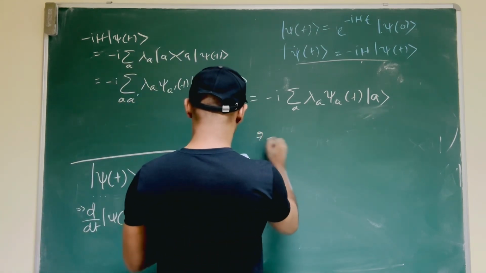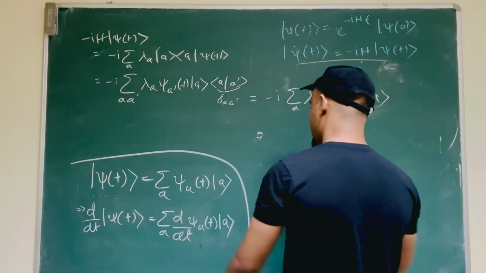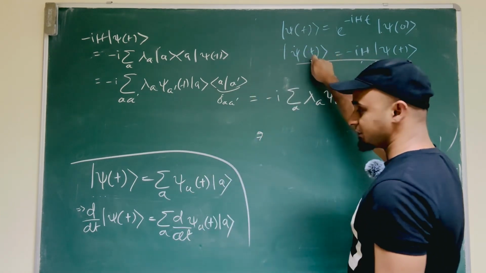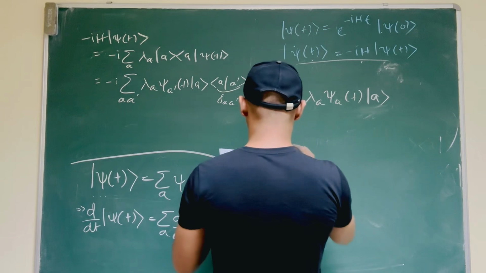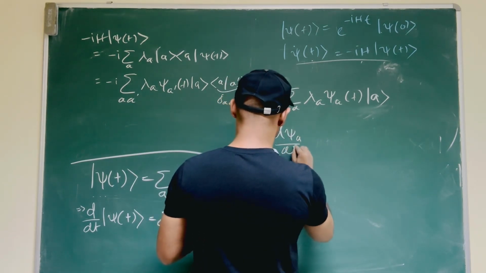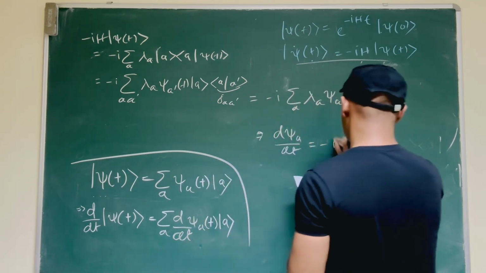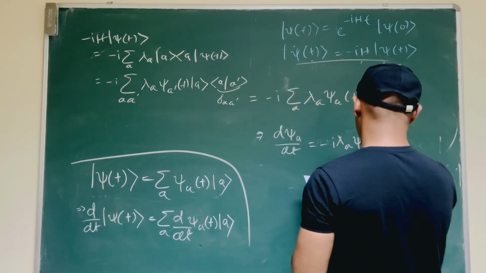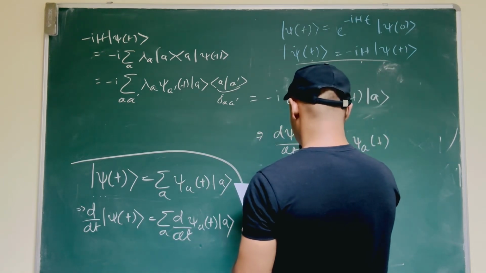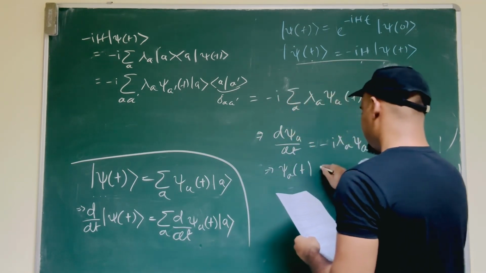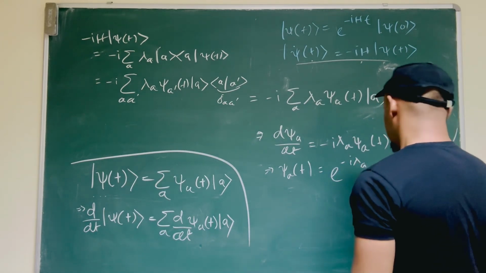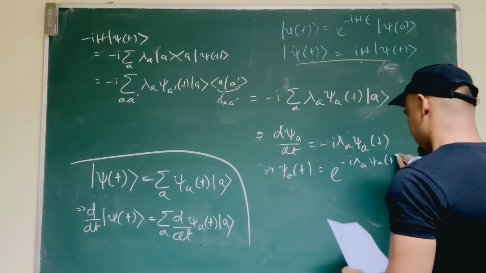That would mean that d psi A/dt, for the left hand side without the summation symbol, should be equal to minus i lambda A psi A t, which would imply that psi A t is exponential e to the power minus i lambda A t times psi A 0.